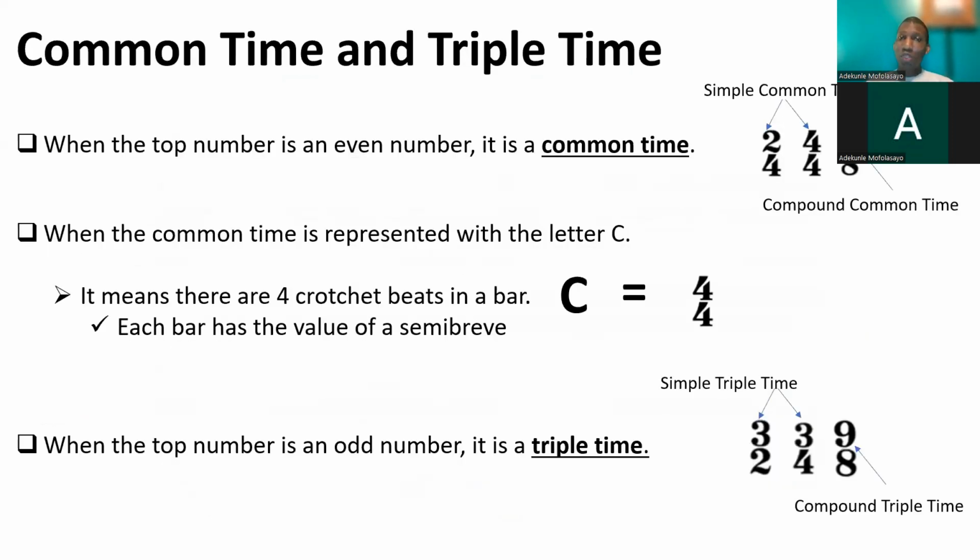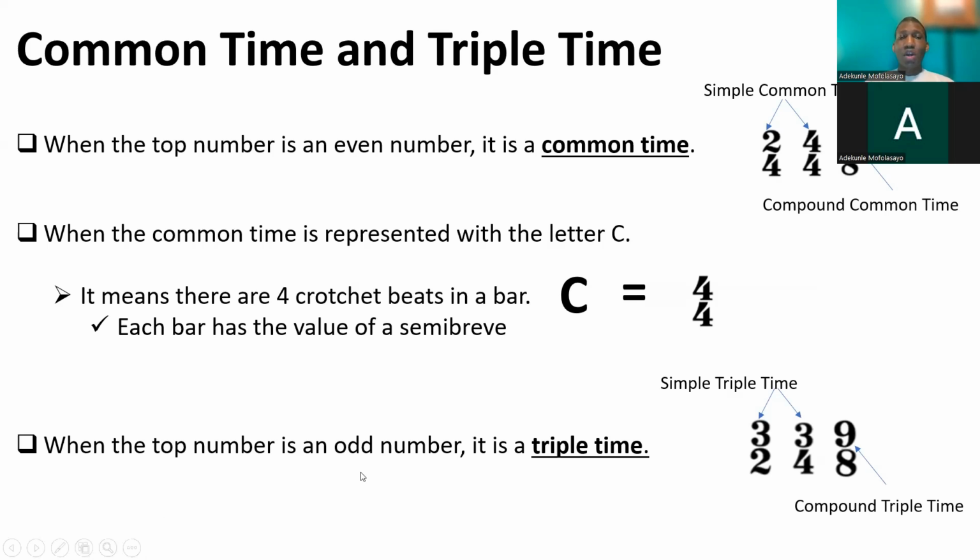We have something that we call common time and triple time. When the top number is an even number, it is called common time. And when the top number is an odd number, it is called triple time. So when we have 2-4, that is a simple common time. 4-4 is also a common time. Sometimes 4-4 is represented as C. So when you see C at the beginning of the bar, sometimes they don't want to just put the 4-4 there, they will just put C there.